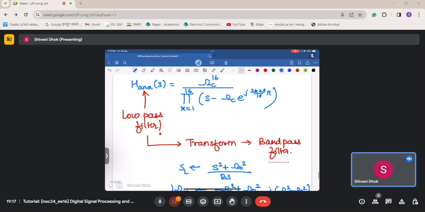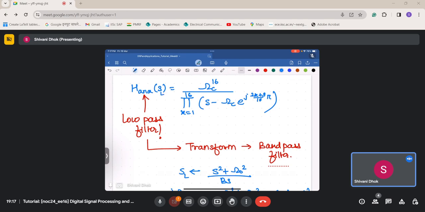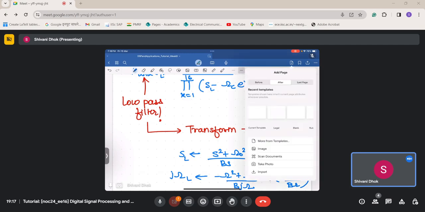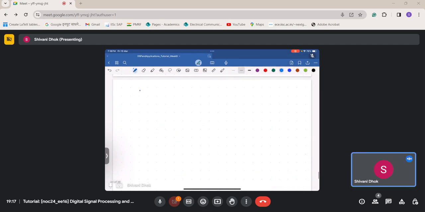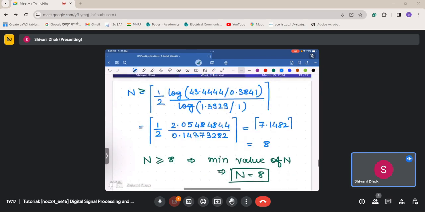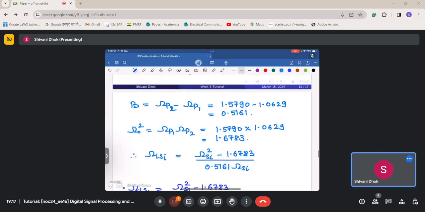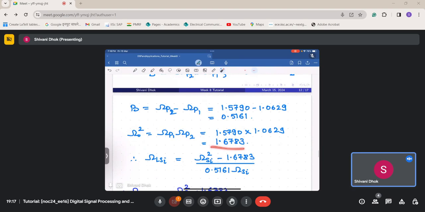So now we had this low pass filter. Basically this was SL. Now we need to do this low pass transformation, so we need to replace this SL with (S square plus omega naught square) upon B S. What was my omega naught square? This omega naught square we had found out here. Yeah. So this was the omega naught square, which is 1.6783.